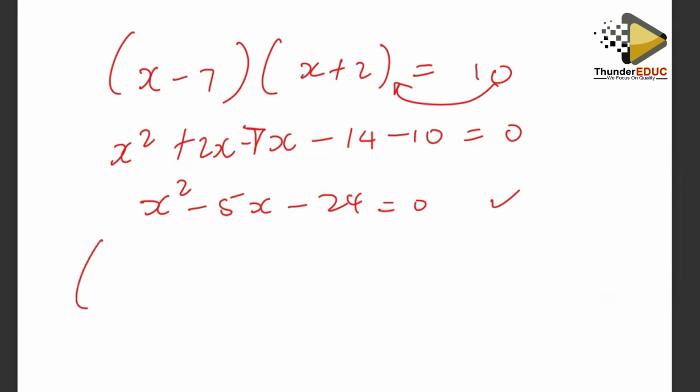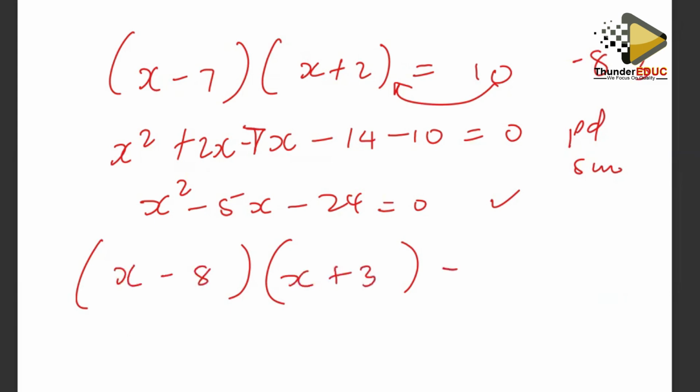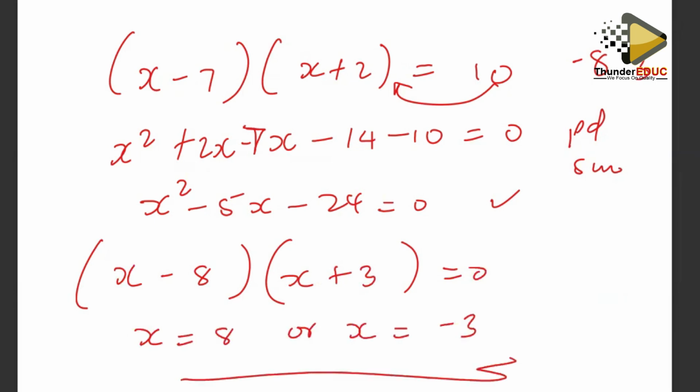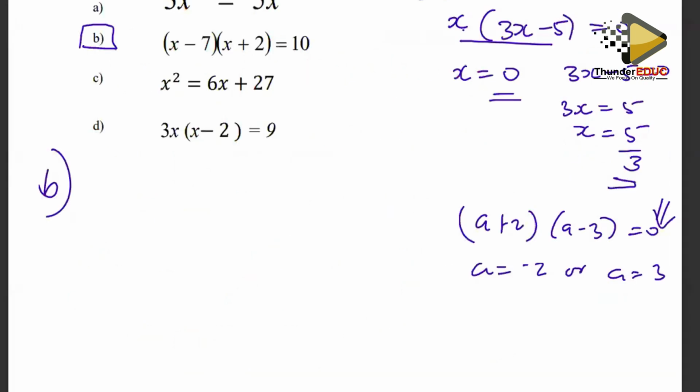Then it's a trinomial. So we can use the trinomial's product and sum. Two numbers are going to be 8 and 3. I'll make 8 negative. So it's going to be x minus 8, x plus 3 is going to be a 0. So which means x is 8 or x is negative 3. Then those are our answers of interest. All right. Let's look at part C.